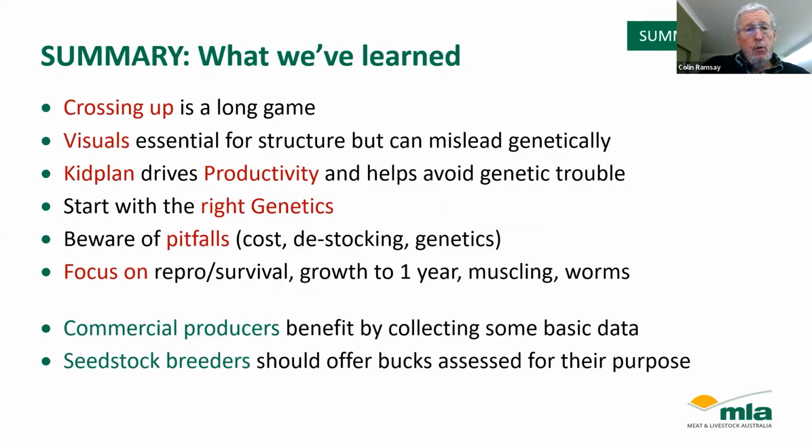So there you go. This is what we've learned in 20 years. Crossing up is a long game, can be expensive. Start with visuals, but watch out for the genetics. KidPlan will drive that productivity like crazy. Make sure you start with the right genetics. And what you've got to focus on is reproduction and survival, growth to 1 year, muscling, and worms.